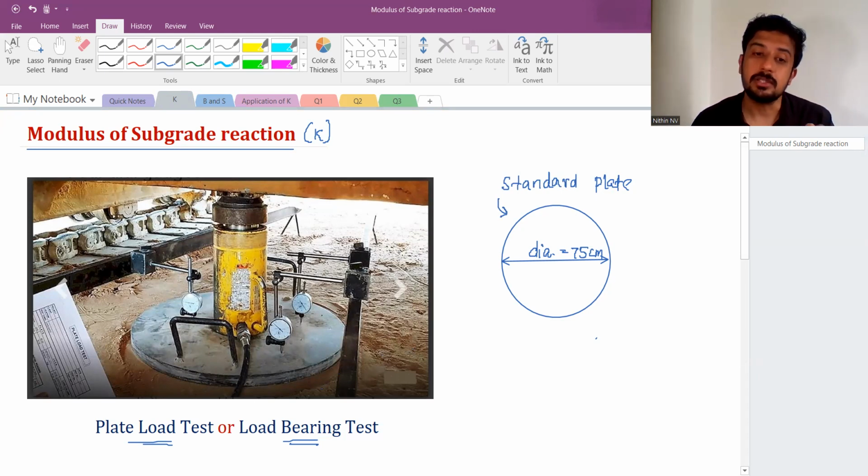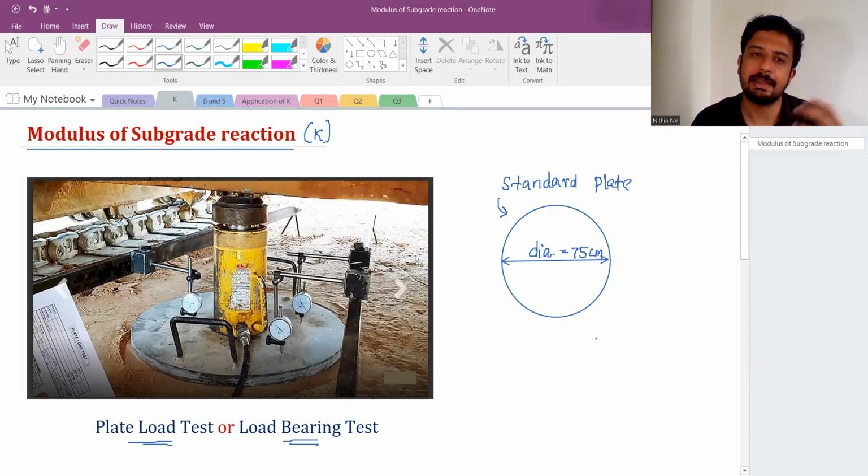In which plate load test? The plate load test which we are using to calculate modulus of subgrade reaction. In the other one, it is different. Okay, we can discuss later. Now, standard plate in the plate load test to calculate modulus of subgrade reaction is a circular plate having diameter 75 centimeter. Or in other words, if they are asking what is the standard size of the plate, then it is 75 centimeter diameter, not radius, diameter.